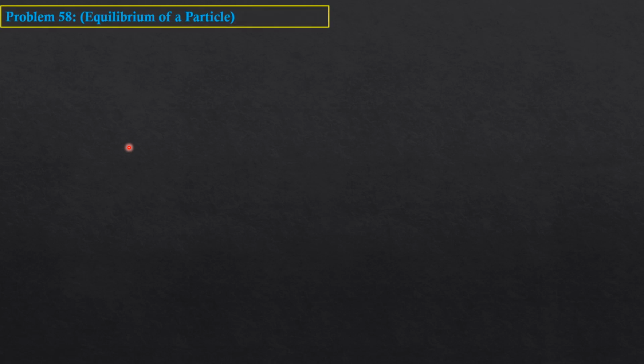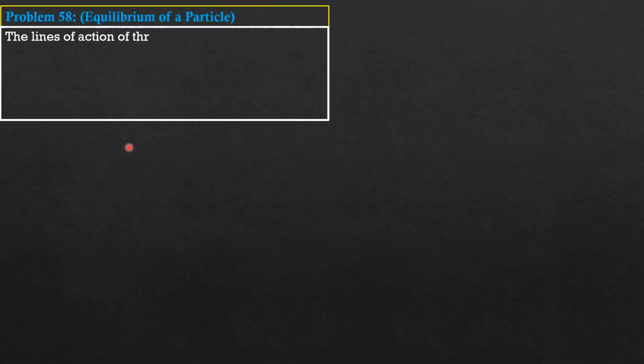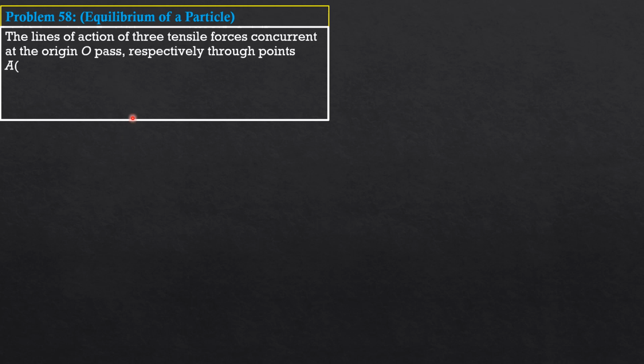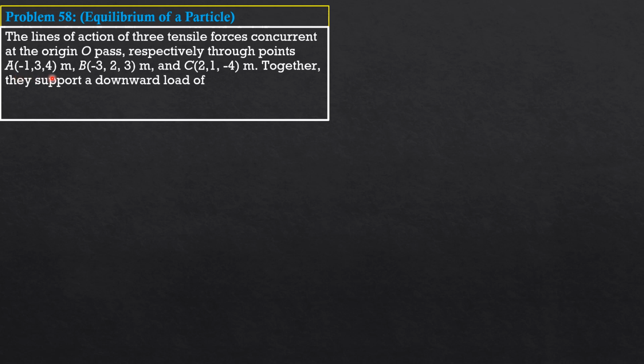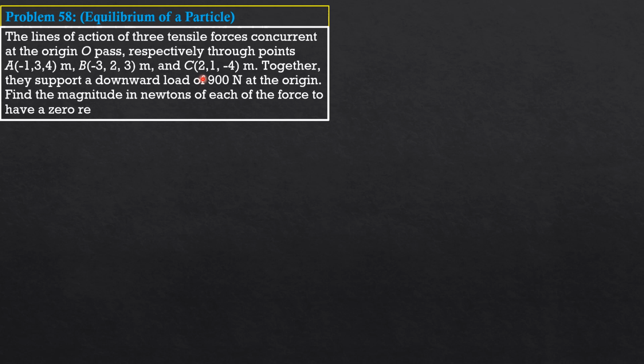Problem 58. The lines of action of 3 tensile forces concurrent at the origin O pass respectively through points A at -1, 3, 4 meters, B -3, 2, 3 meters, and C 2, 1, -4 meters. Together, they support a downward load of 900 newtons at the origin.